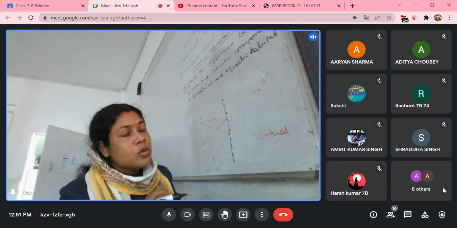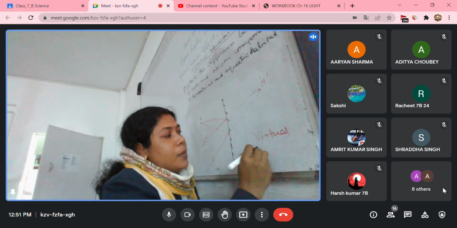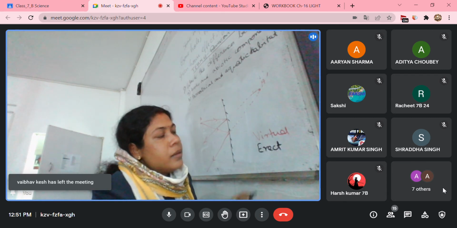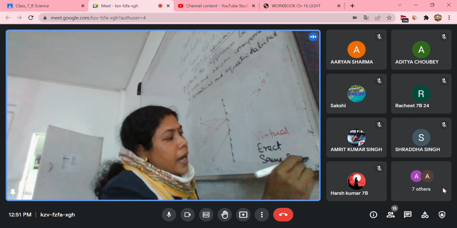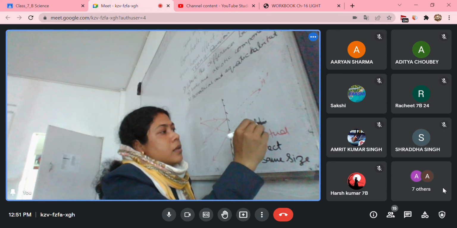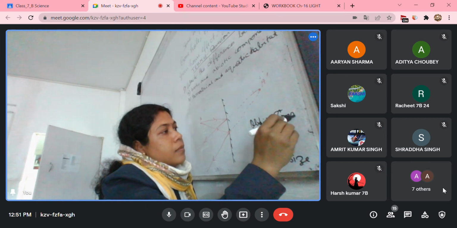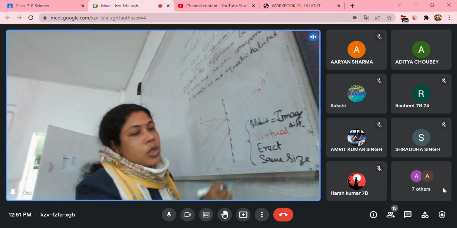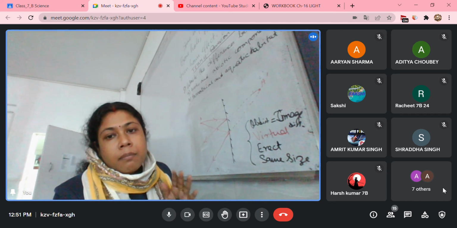Those who don't know, please do write it again. This diagram is very important. Virtual image, and it will be erect, and it will be of the same size. And the object distance will be equal to the image distance. Is it clear? So these are the properties of the image formed by a plane mirror.